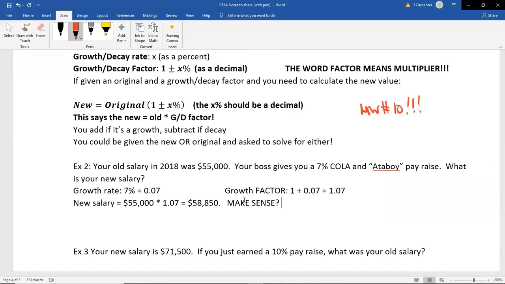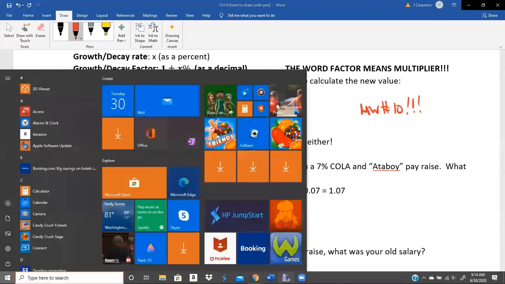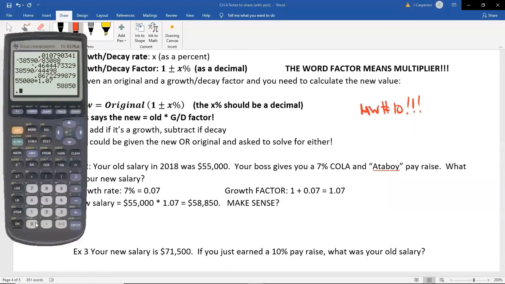because that's not 7% of 55,000. And in fact, you can take 7% of 55,000. Taking a percentage of something just means to multiply, which is 3,850. This is the actual raise amount. I didn't ask you what the raise was, though. I asked you what your new salary was.